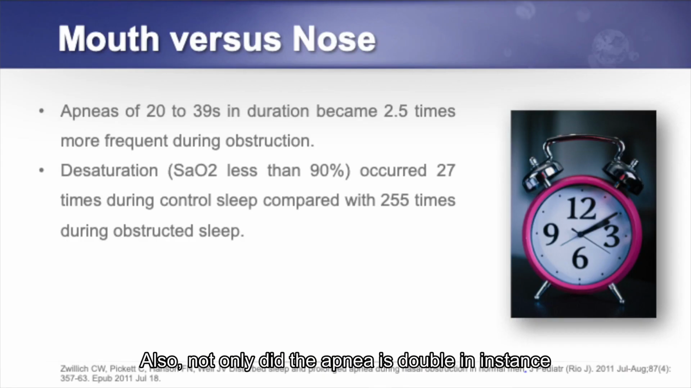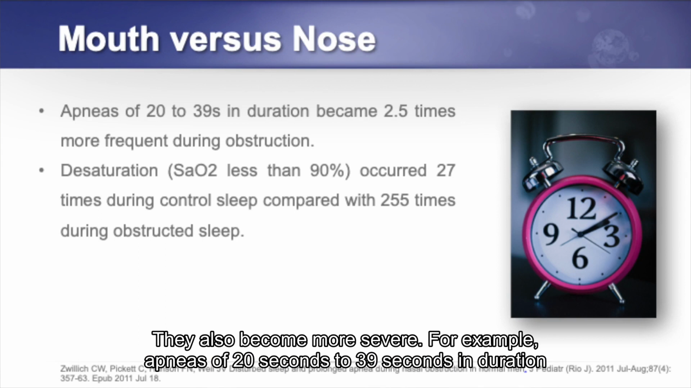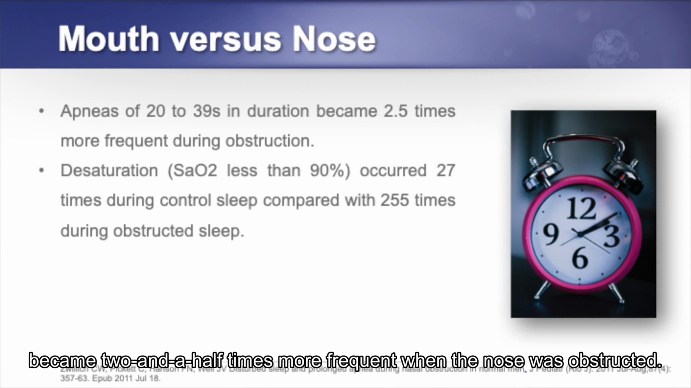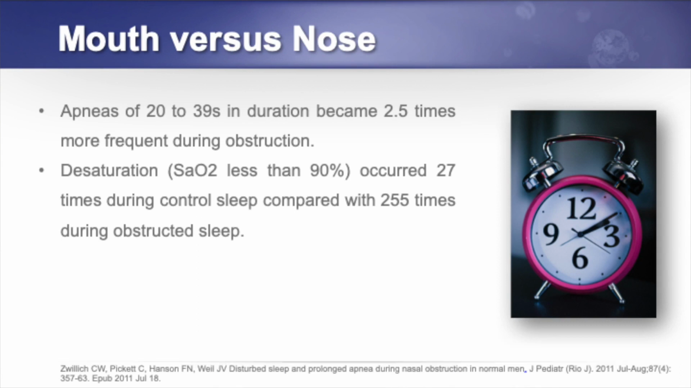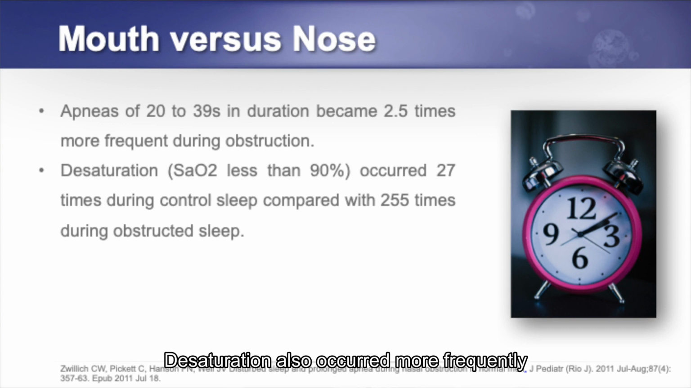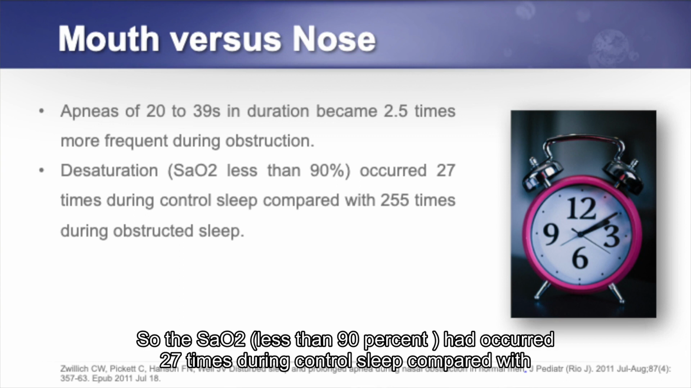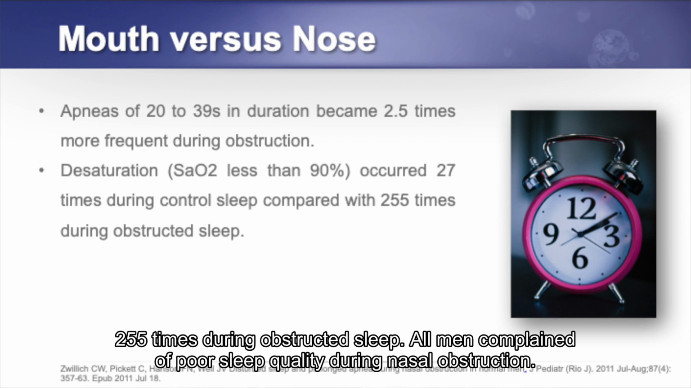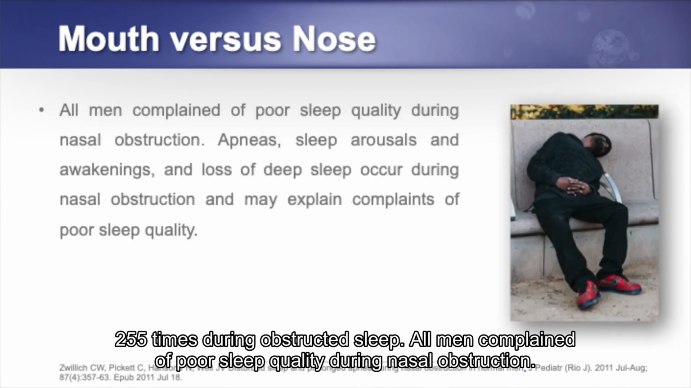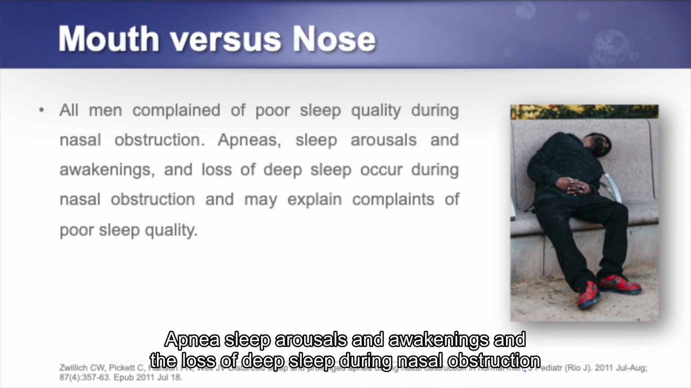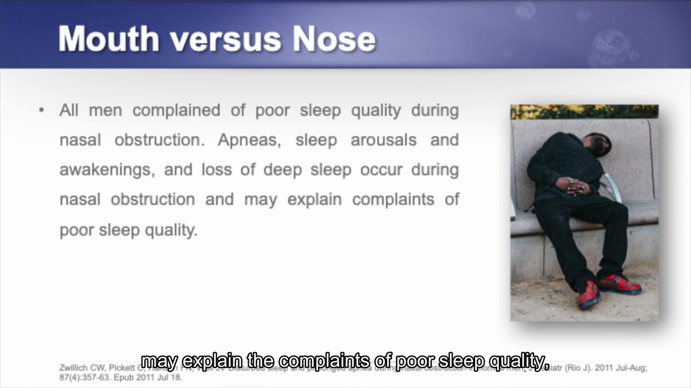Also, not only did the apneas double in instance, they also became more severe. For example, apneas of 20 seconds to 39 seconds in duration became 2.5 times more frequent when the nose was obstructed. Desaturation also occurred more frequently with a stuffy nose. So the SaO2 less than 90% occurred 27 times during controlled sleep, compared with 255 times during obstructed sleep. All men complained of poor sleep quality during nasal obstruction. Apneas, sleep arousals and awakenings, and the loss of deep sleep during nasal obstruction may explain the complaints of poor sleep quality.